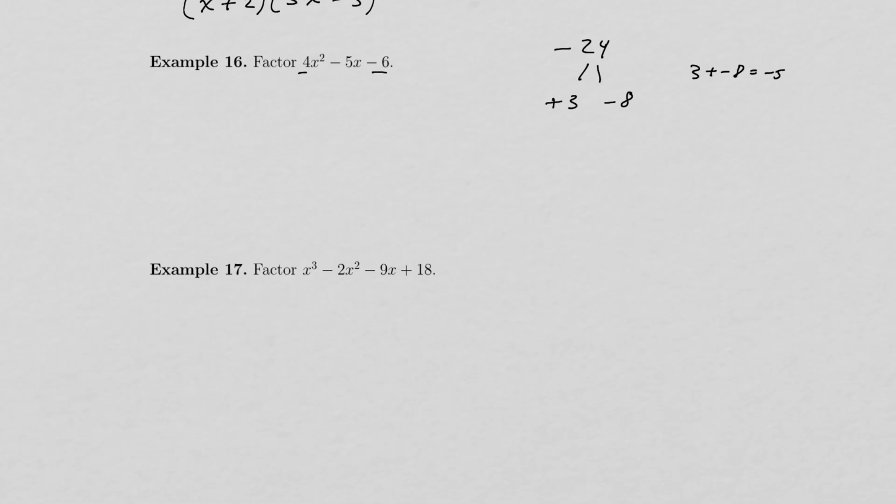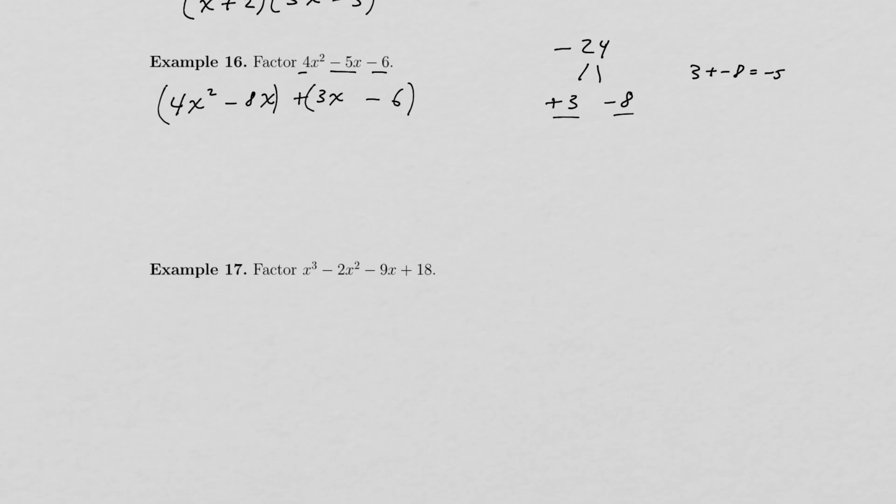Okay, so I'm going to rewrite this again. By the way, it doesn't matter what order you put these in. I could write it as 3x minus 8x or minus 8x plus 3x. It's all going to come out the same anyway. Just for variety, let me write it as minus 8x plus 3x. So I rewrote that middle term in terms of the two factors we just found. Minus 6. Okay, so now I group.